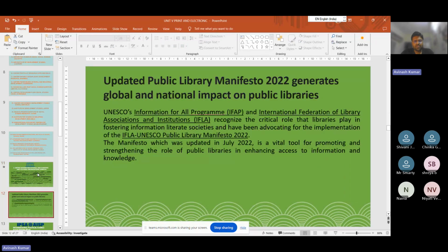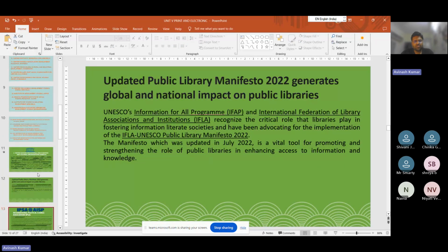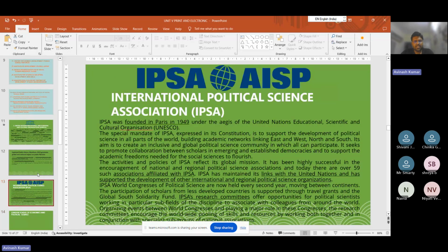This is the UNESCO manifesto. It was updated in 2022. And IPSA, the International Political Science Association, you can Google it and make notes. I will not discuss more about that.